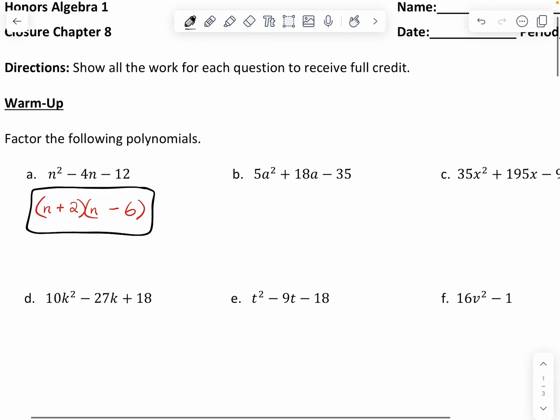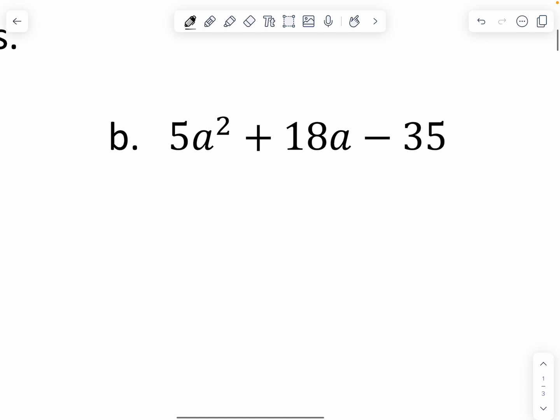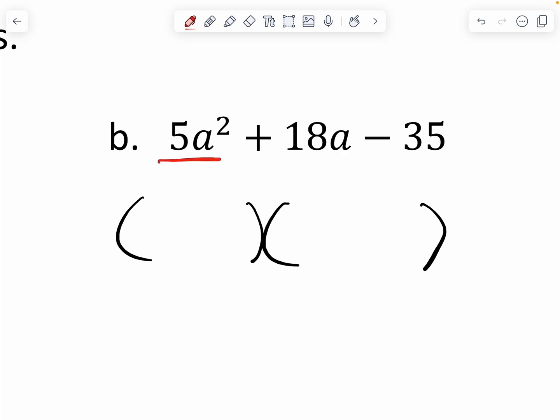Okay, for my next one here, again, I'm always checking for this GCF. And unfortunately, they all don't have an a in common, and there's no number other than 1 that's going to go into all three terms. 5 won't go into 18. So I'm going to break it down into two parentheses, two binomials. And now I need to think about the factors of the first term and the factors of the last term.